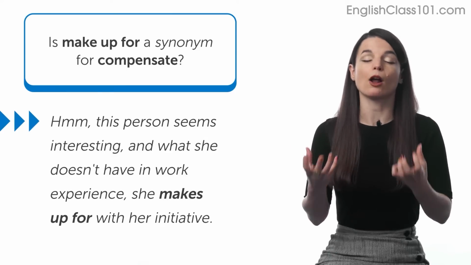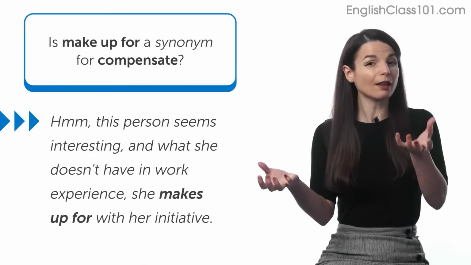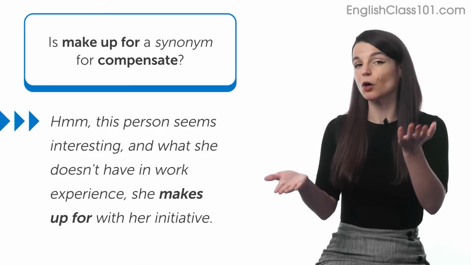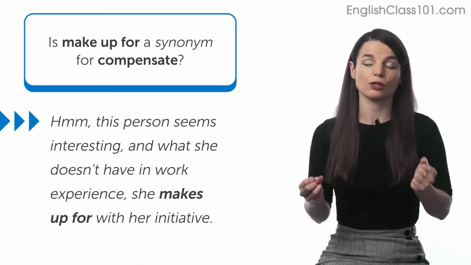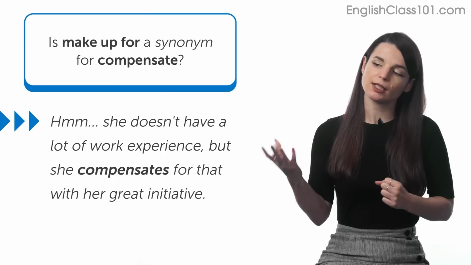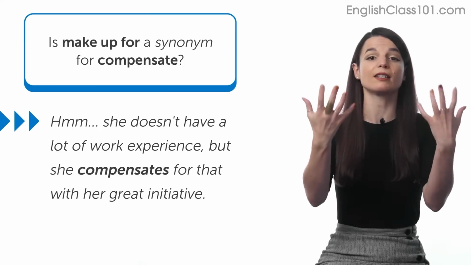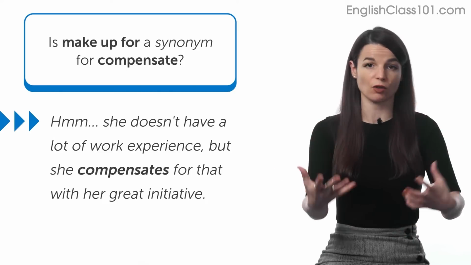So compensate also has this meaning of one thing is not so great, but there's this other thing that makes it actually kind of okay. Things kind of balance out. So to use compensate in this kind of sentence, we might say, she doesn't have a lot of work experience, but she compensates for that with her great initiative, by taking lots of initiative.